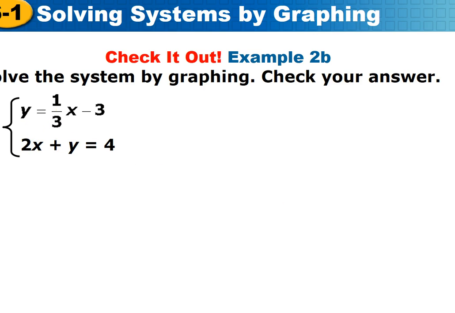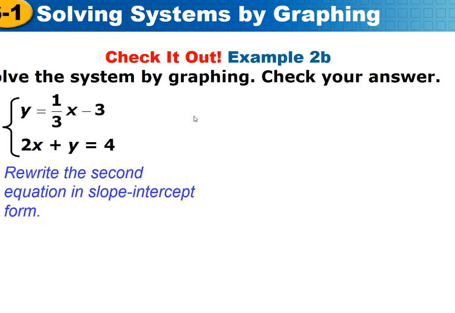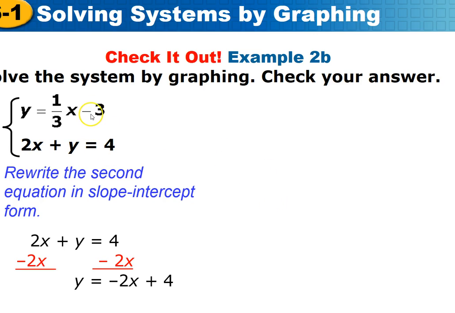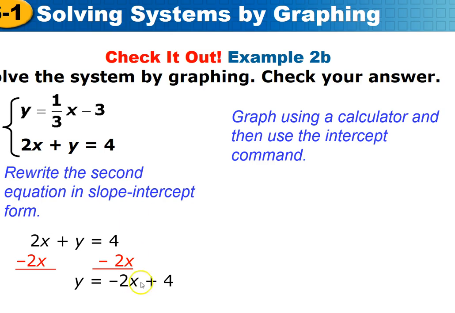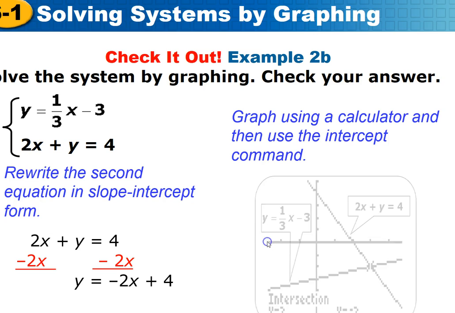All right, solve this one. Make your table, 1/3 x minus 3. Rewrite the second one. Remember, you always want it in y equal mx plus b format, okay? Makes it much easier, because when you get the minus 3 right here, we know that when x is 0, y is negative 3 for this one. y is negative 2x plus 4. When x is 0, y is 4.